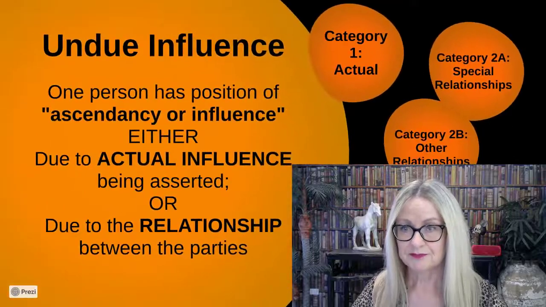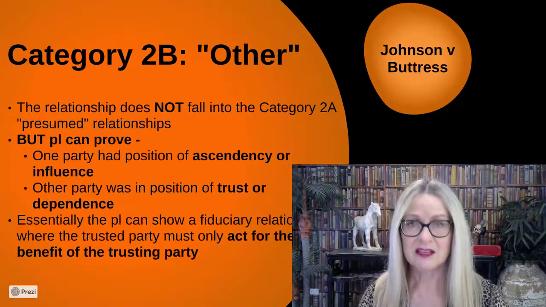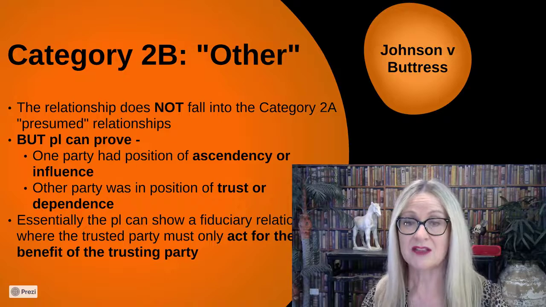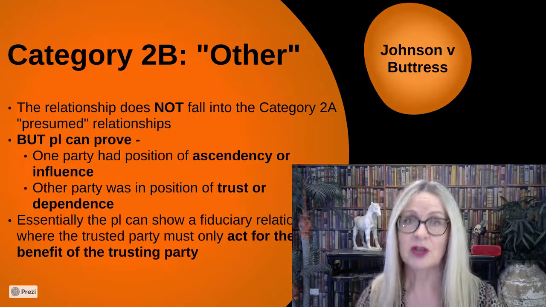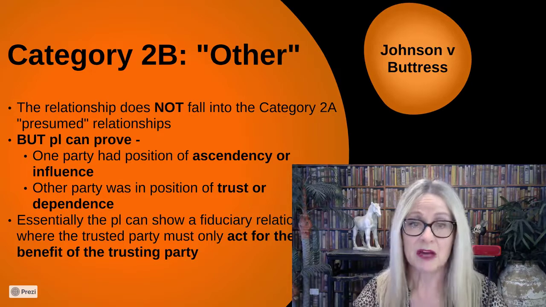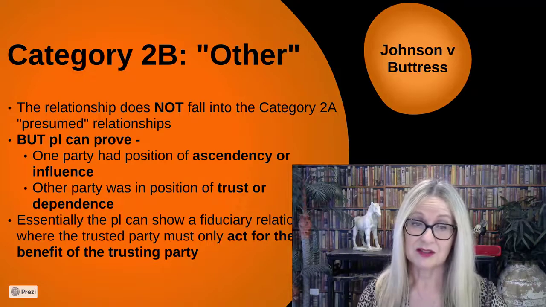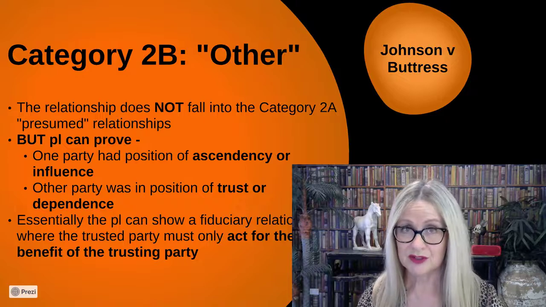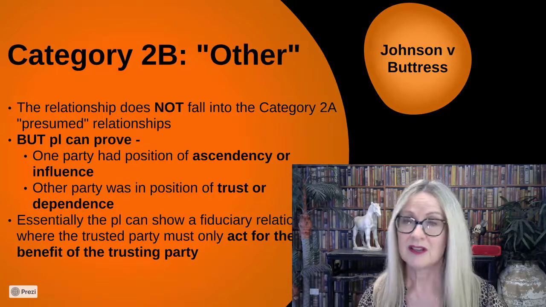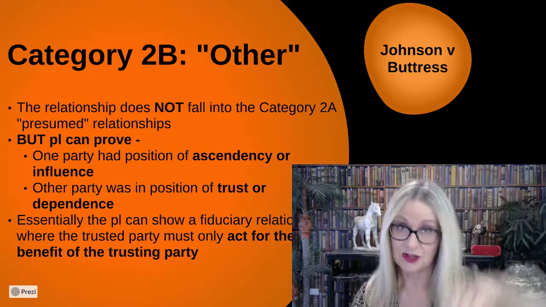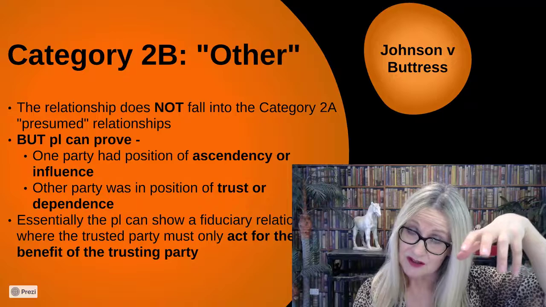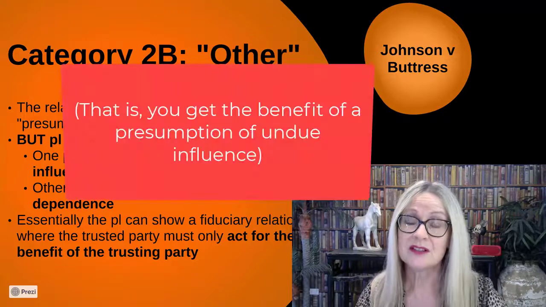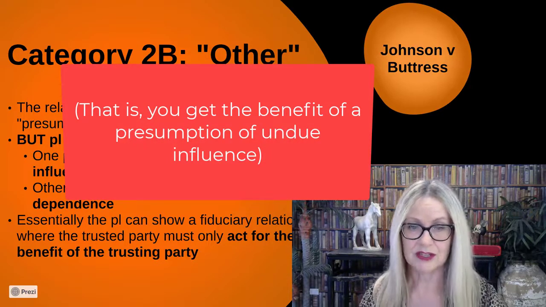Then we have category 2B, and these are the other relationships where you do actually need to prove that one party had the situation of ascendancy or influence, trust, they've reposed their trust in the other party, trust and confidence, and dependence. So they don't get that automatic presumption. But once they do prove that there is a relationship of ascendancy and influence, dominance and trust and confidence, once you do prove that to the court's satisfaction, then you will be treated effectively like the other category 2A relationships.